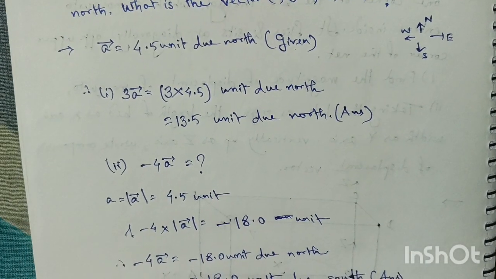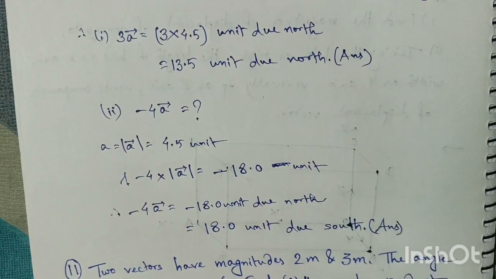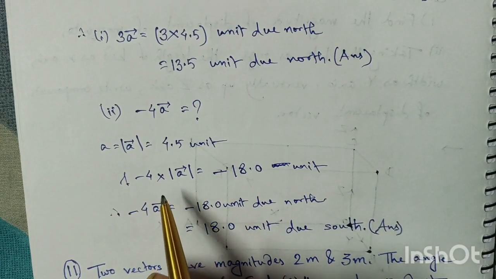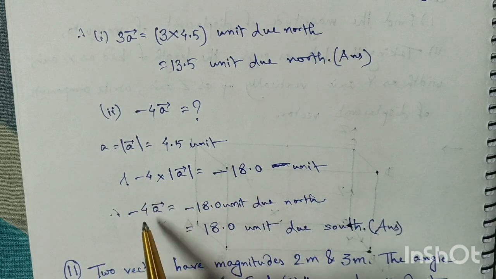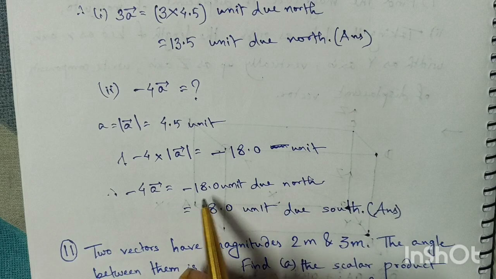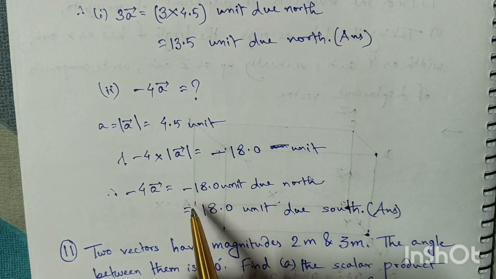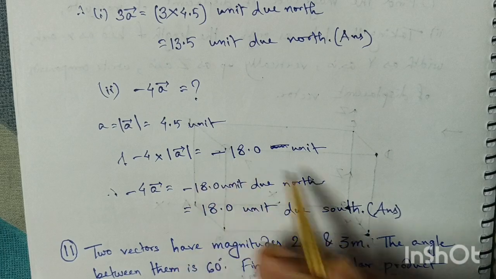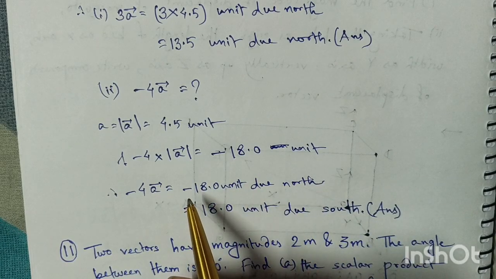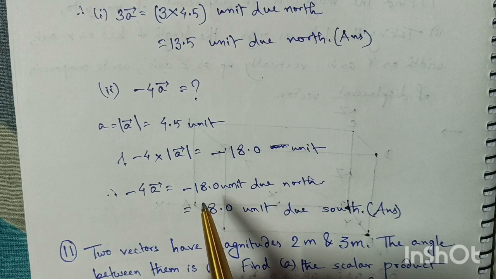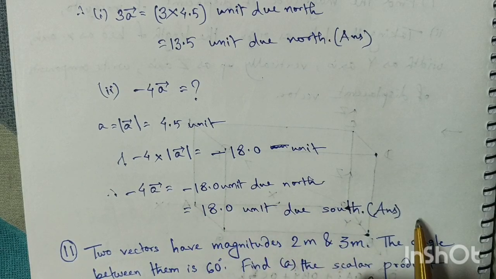And what is minus 4A? First calculating, we get minus 4A is equal to minus 18.0 unit due north. Now negative sign indicates that it is basically 18 unit due south, because minus north means south, that is opposite of north. So the answer would be 18.0 unit due south.